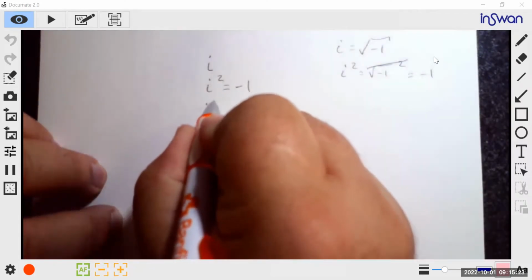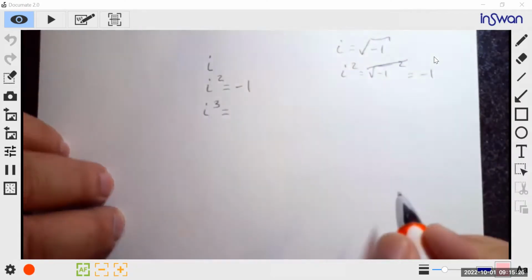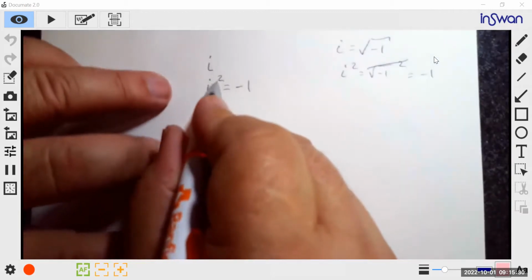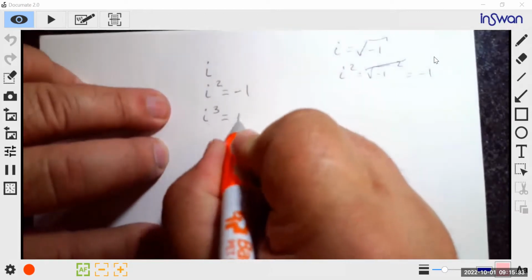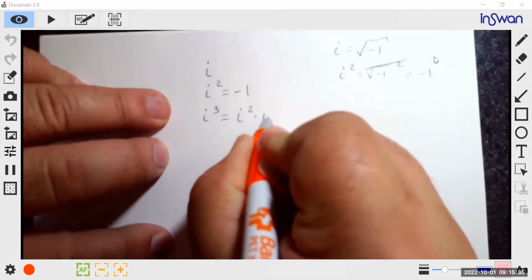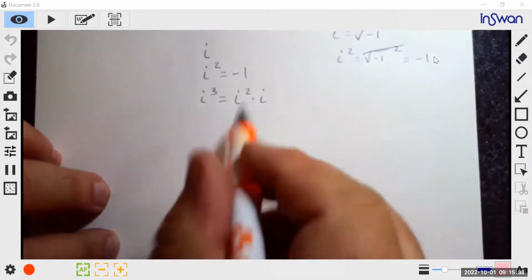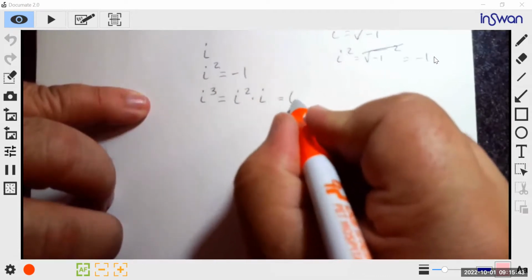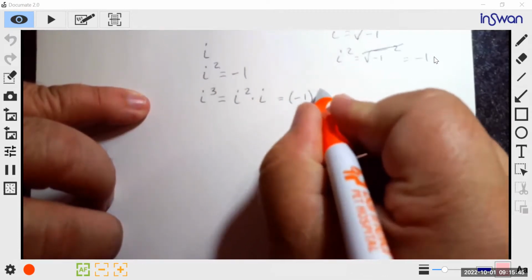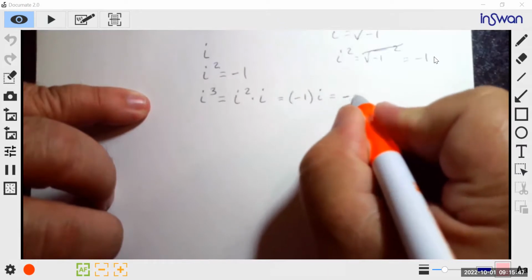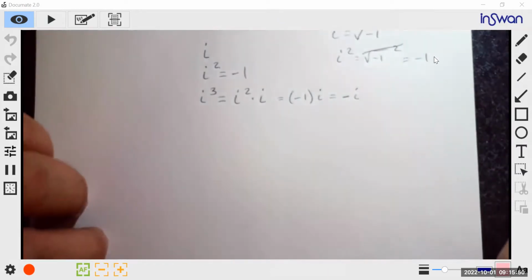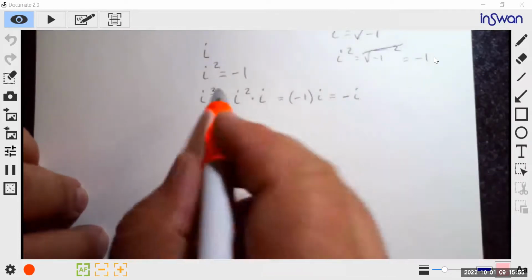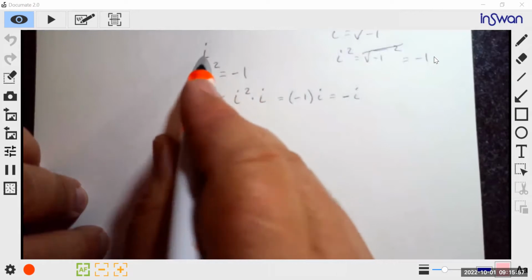So what's i to the third going to be? Well, let's see. What is i cubed made up of? With what we know so far, it's made up of i squared times i. There are 3 i's. What's i squared? -1. -1 times i is -i. So i cubed is the same thing as -i. i squared is the same thing as -1, and i is itself.